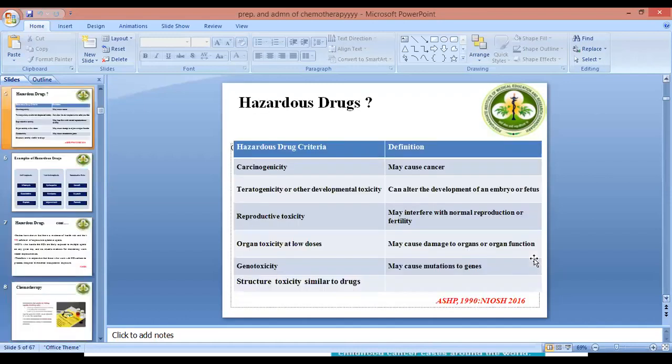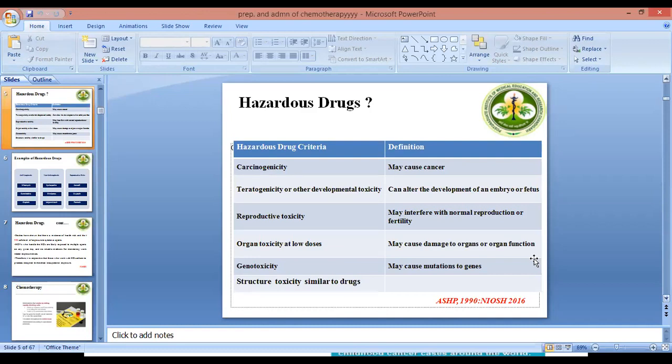So firstly, we define hazardous drugs. It is important to define hazardous drugs because in day-to-day activities, we prepare and administer them. So how do we define hazardous drugs? The first is a definition given by NIOSH, the National Institute for Occupational Safety and Health, in 2016. If any drug meets one of the criteria, it is known as a hazardous drug, and its handling and preparation should be as per the NIOSH guideline.